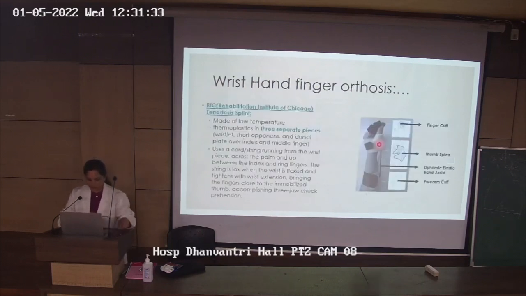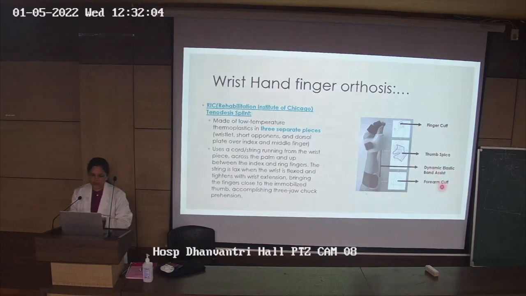Okay. And then the wrist hand finger orthosis, or Rehabilitation Institute of Chicago tenodesis splint. It is made up of low temperature thermoplastic. It has three different separate parts. First one is the wrist piece, then the short opponens, and the dorsal plate over the index and middle finger. Here you can see the finger cuff, where it is written as index and middle finger. Then the thumb spica, dynamic elastic band assist, and the forearm cuff.